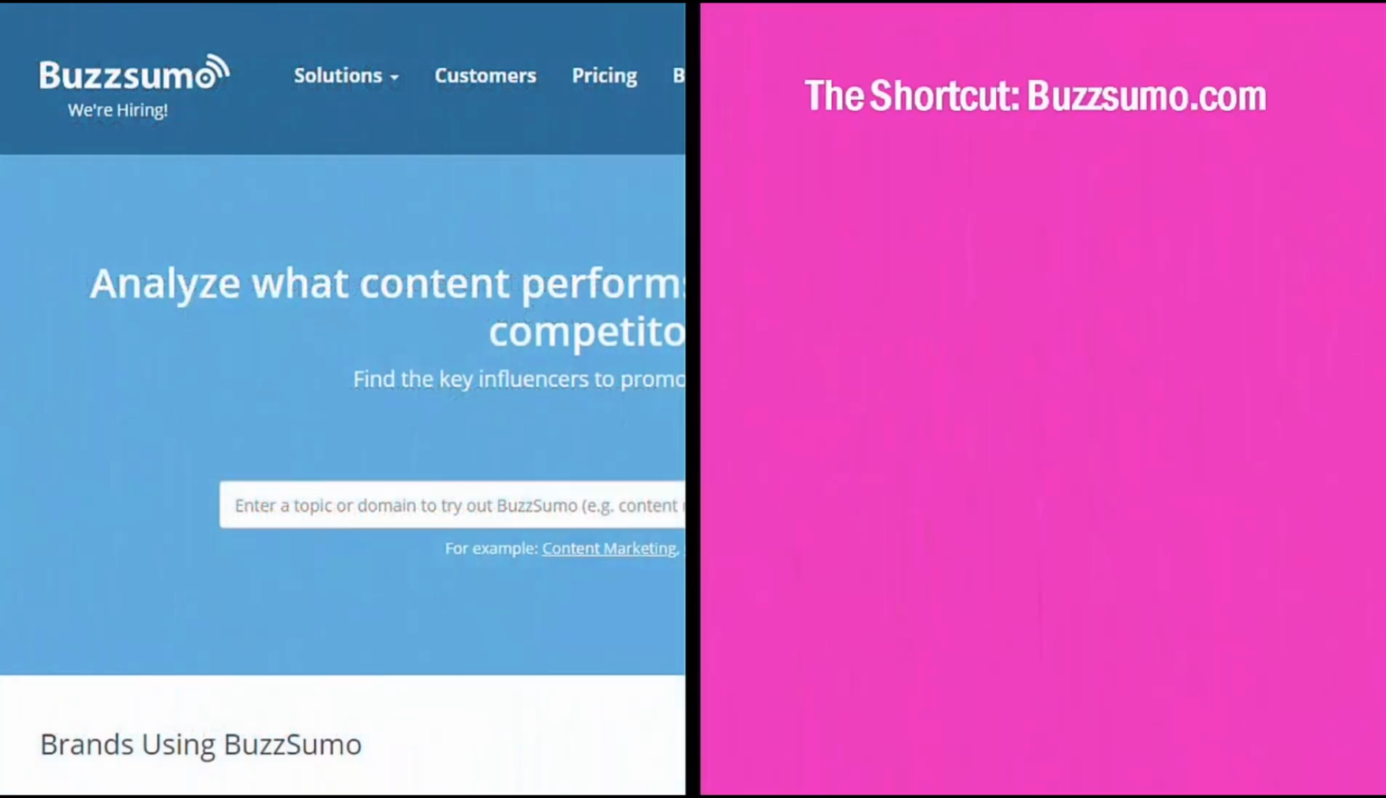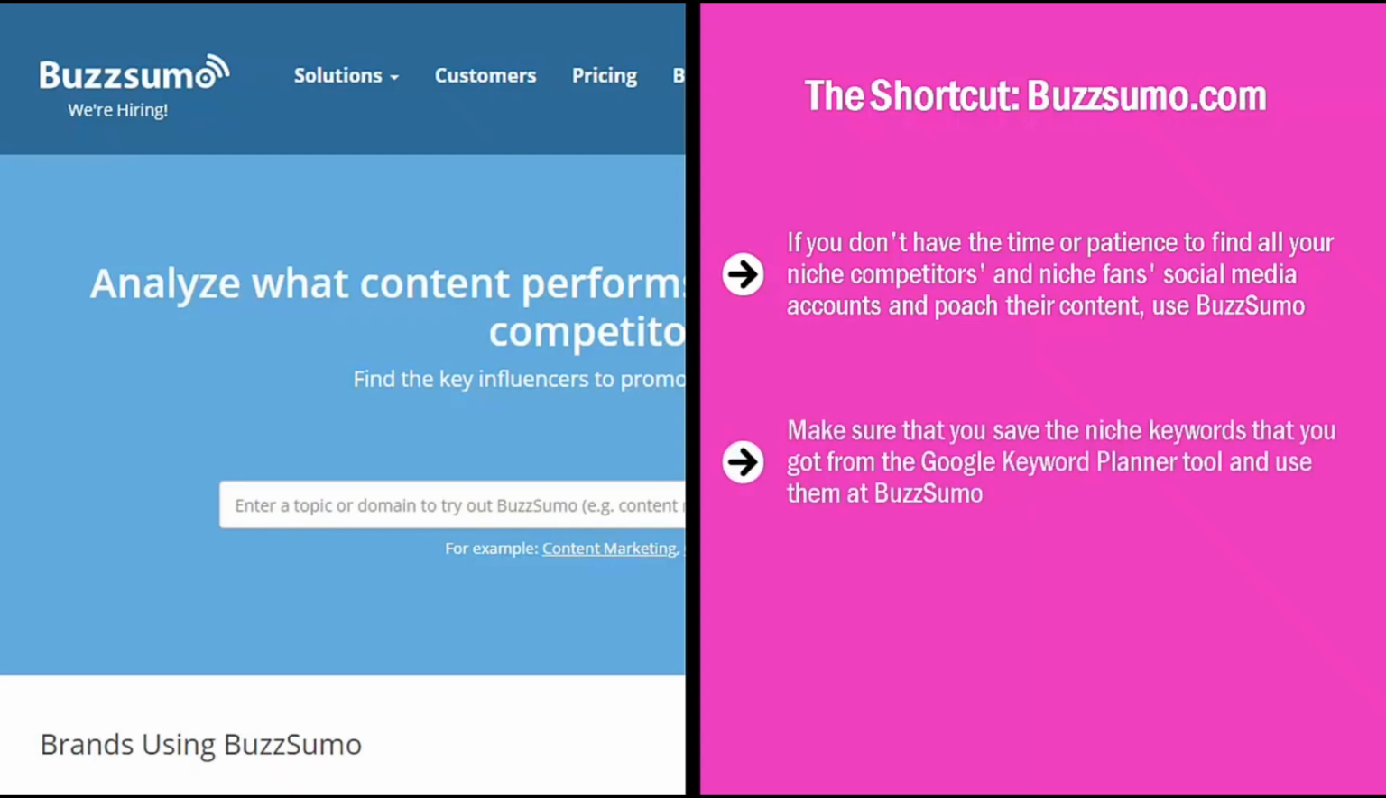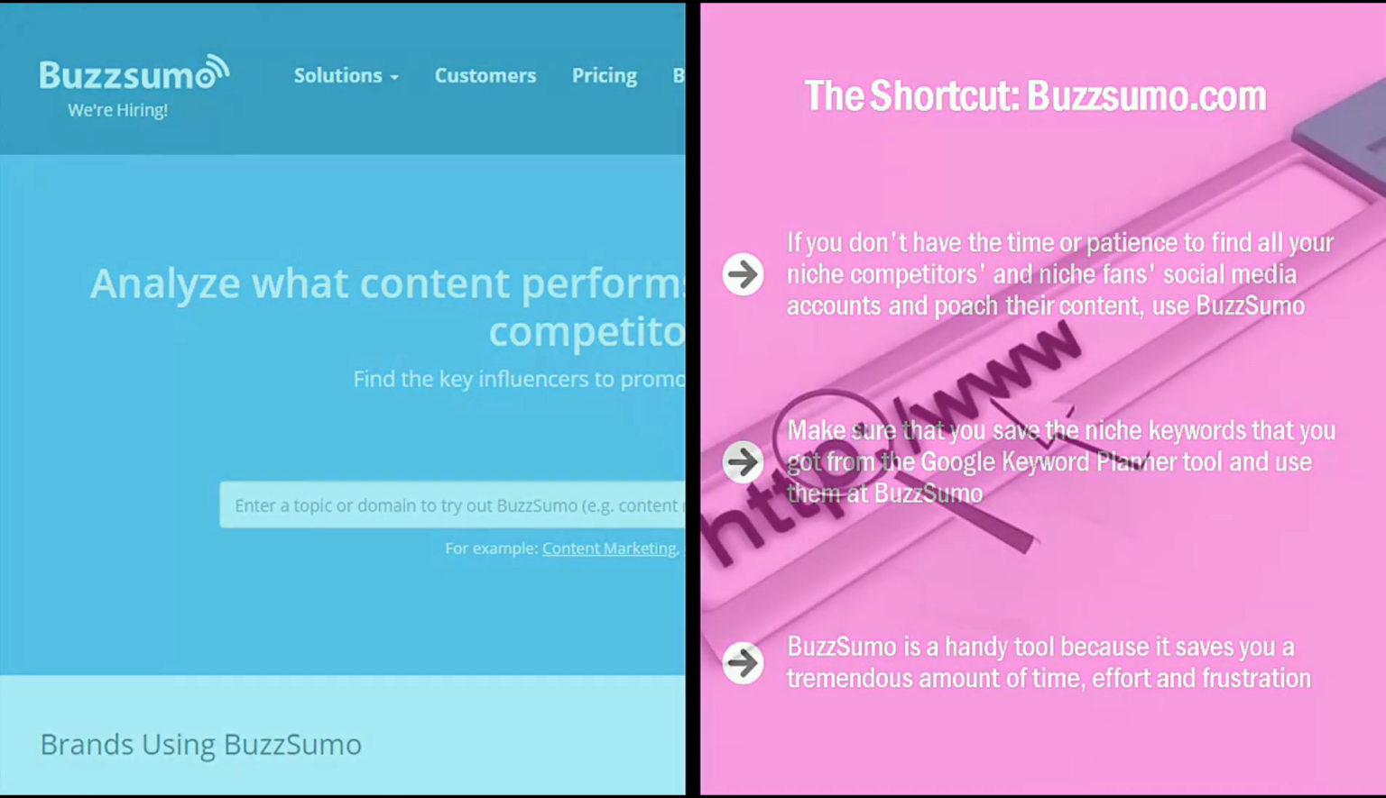The shortcut, buzzsumo.com. If you don't have the time or patience to find all of your niche competitors and niche fans' social media accounts and poach their content, use BuzzSumo. This online tool will scour the major social media platforms for content that is directly related to your niche keywords. Make sure that you save the niche keywords that you got from the Google Keyword Planner tool and use them at BuzzSumo. You will see a lot of content that has been filtered already based on certain social signals like retweets or shares. BuzzSumo is a handy tool because it saves you a tremendous amount of time, effort, and frustration.